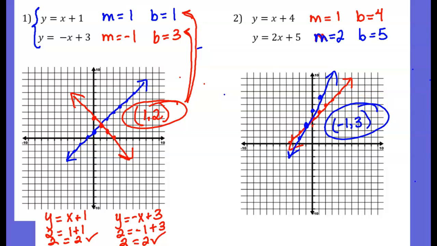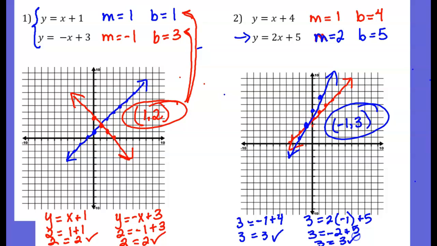Then I do my check step. So y is equal to x plus 4. I'm just going to check it. So 3 is going to be equal to negative 1 plus 4. That works. 3 is equal to 3. Then I'm going to plug it into the second equation, my y: 3 is equal to 2 times -1 plus 5. 3 is equal to -2 plus 5, and that one works. 3 is 3. Okay, so I know that's my answer.